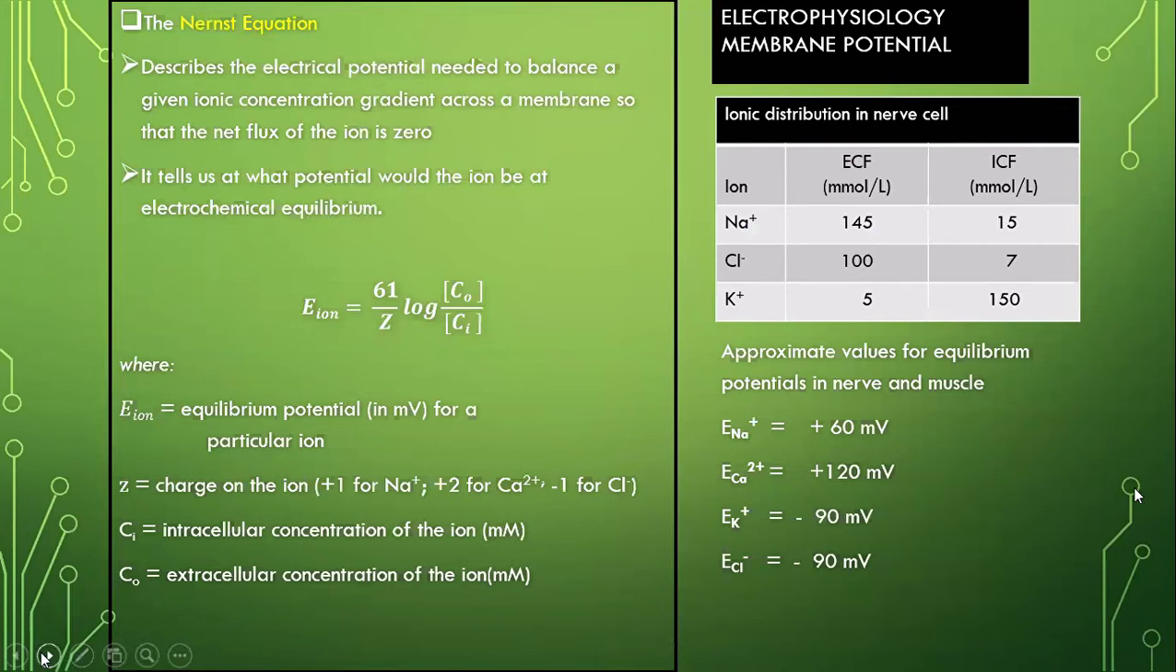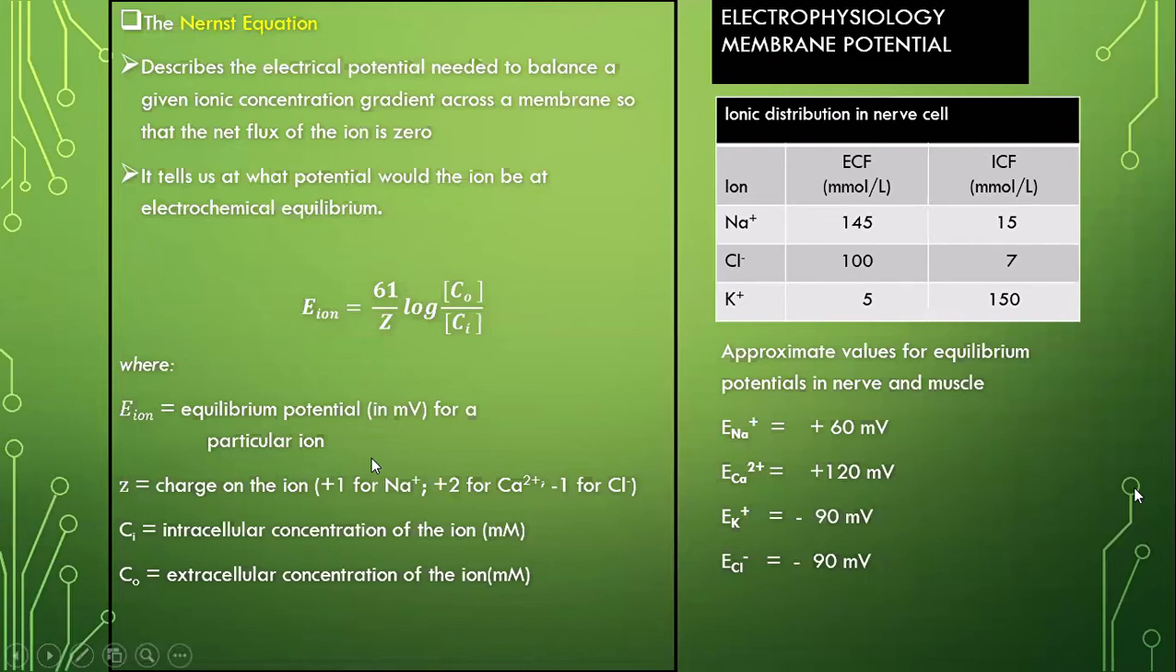It uses the Nernst equation. The Nernst equation describes the electrical potential needed to balance a given ionic concentration gradient across a membrane so that the net flux of the ion is zero. It tells us what potential the ion would be at electrochemical equilibrium. For example, E equals equilibrium potential for a particular ion in millivolts. Z is the charge on the ion: plus 1 for sodium, plus 2 for calcium, minus 1 for chloride, because of the valence. Ci is the intracellular concentration of the ion, whereas Co is the extracellular concentration of the ion.